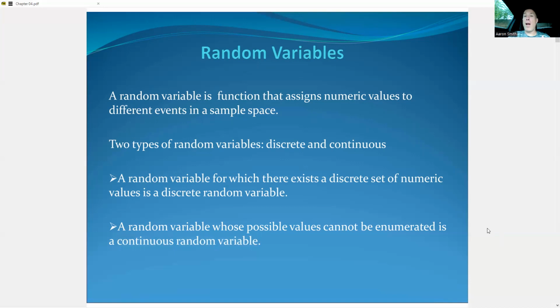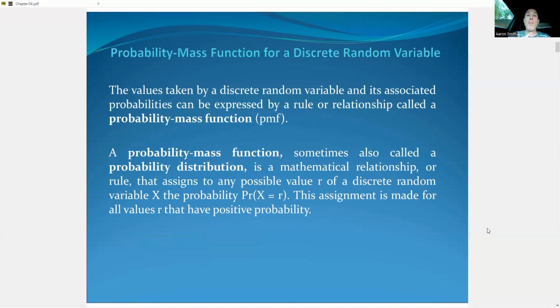Those descriptions are not 100% correct if you take mathematical analysis, advanced calculus, but that's good enough for our purpose. All right, the probability mass function for a discrete random variable. The values taken by a discrete random variable and its associated probability can be expressed by a rule or relationship called a probability mass function. So here, we're going to have a function going from the possible value to the probability of observing that value.